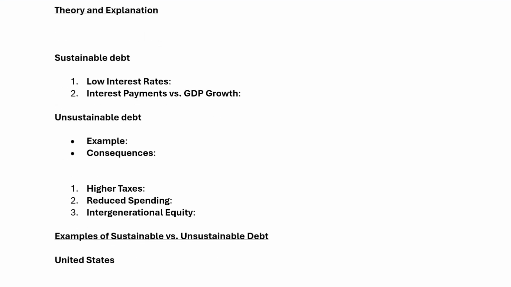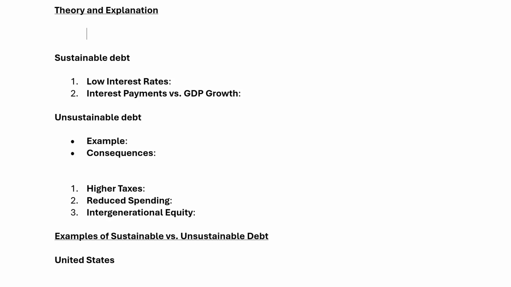So in this next section, we're going to have a little bit of discussion on some of the theory and explanation. We're going to look at the debt to GDP ratio as an indicator of national debt and explain what sustainable and unsustainable debt means, as well as some of the factors that affect that level of sustainability, such as interest rates.